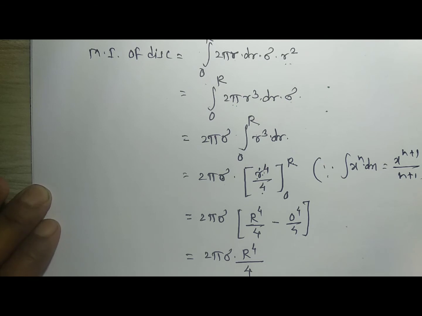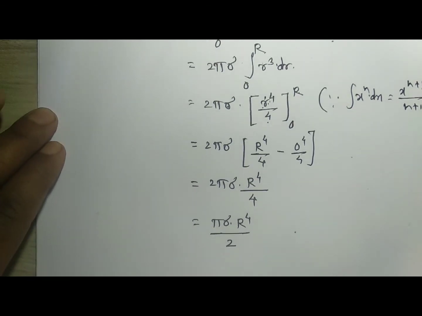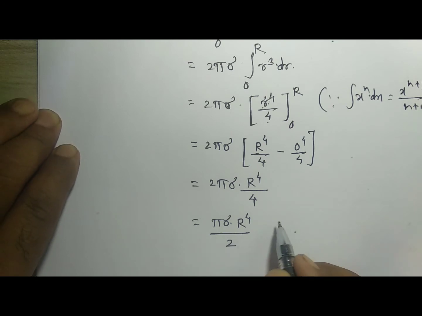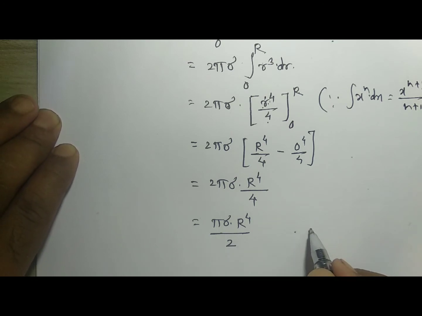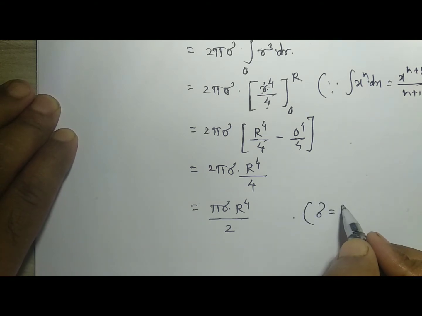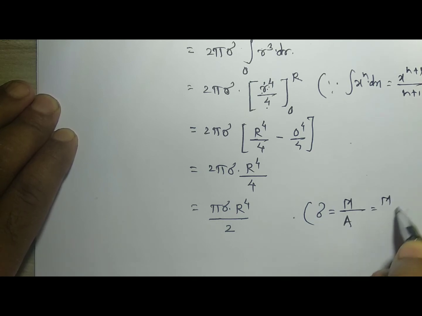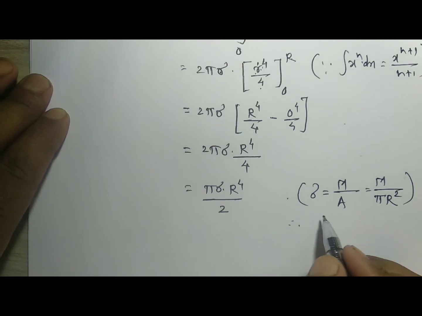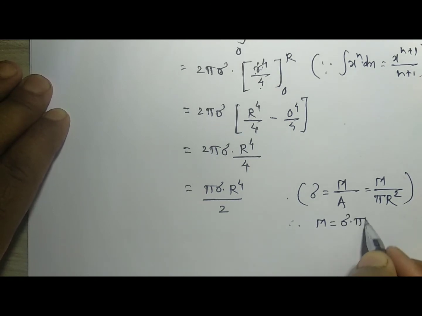Right now we have to know about the consideration of sigma for the disk. Sigma is equal to m divided by a, where m is nothing but the mass of the uniform disk, and a is equal to pi r square, and therefore it implies that m is equal to sigma into pi r square.